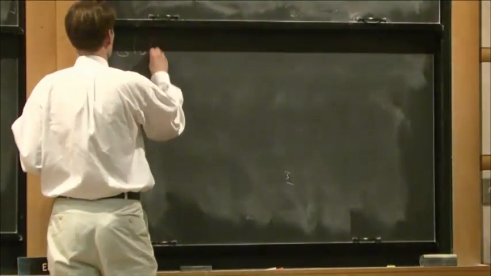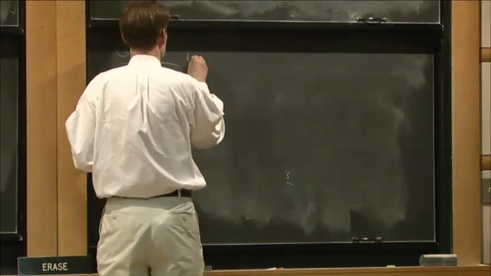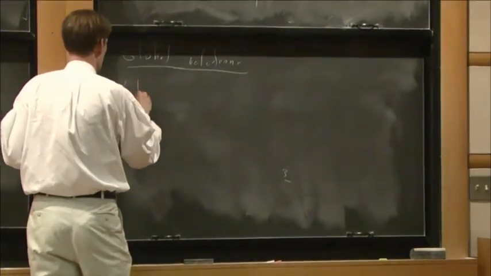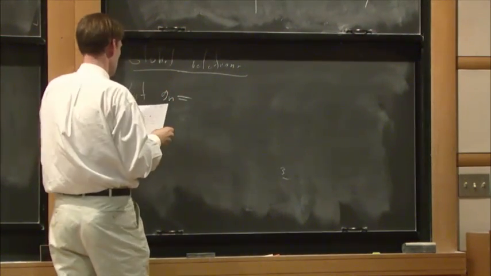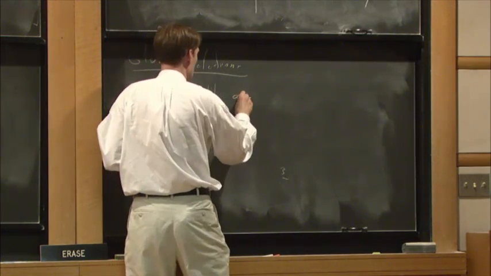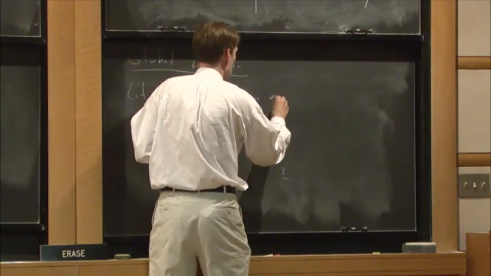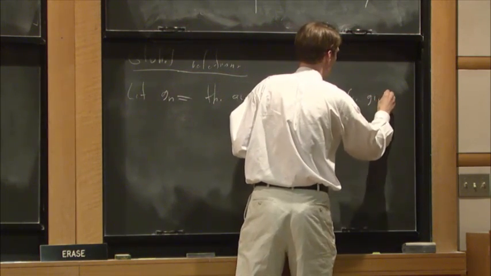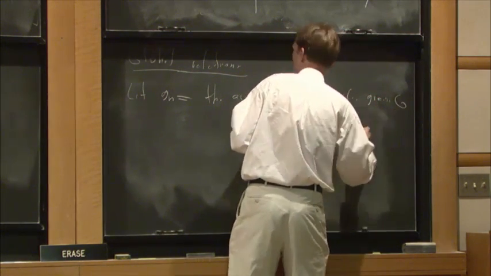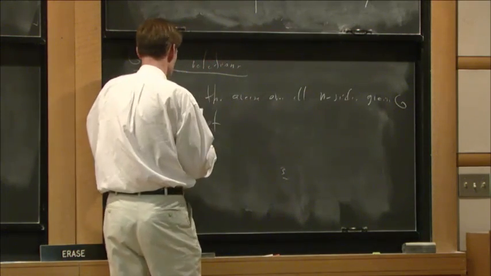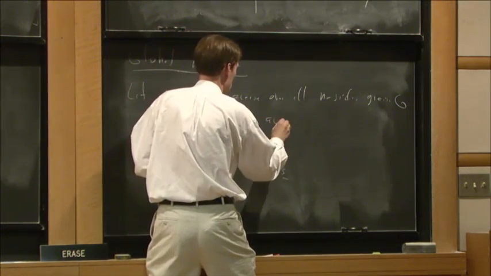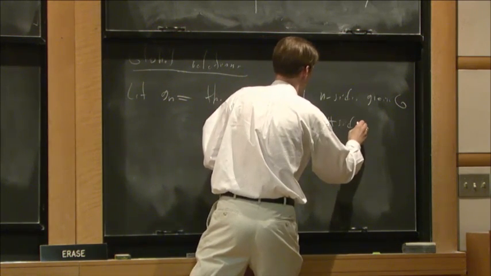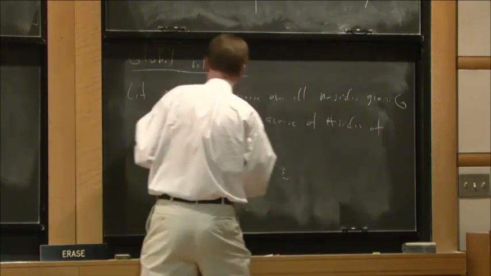So global relations, namely, let Gn be the average over all n-sided grains G of the average number of sides of the neighbors of G.